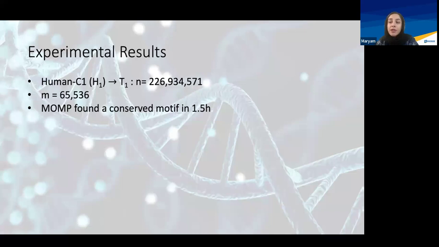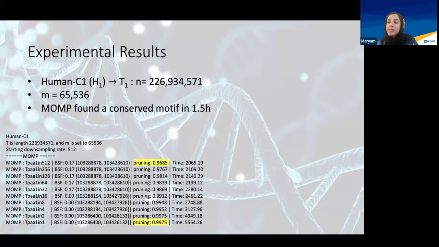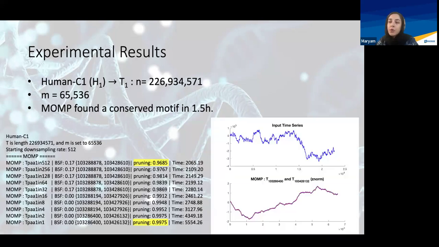We also use MOMP in genomic research. In chromosome 1 analysis with over 200 million points, MOMP identified large motifs in under 2 hours on just a regular desktop machine. The analysis of chromosome 1 with motifs exceeding 65,000 points achieved exceptional pruning rates.